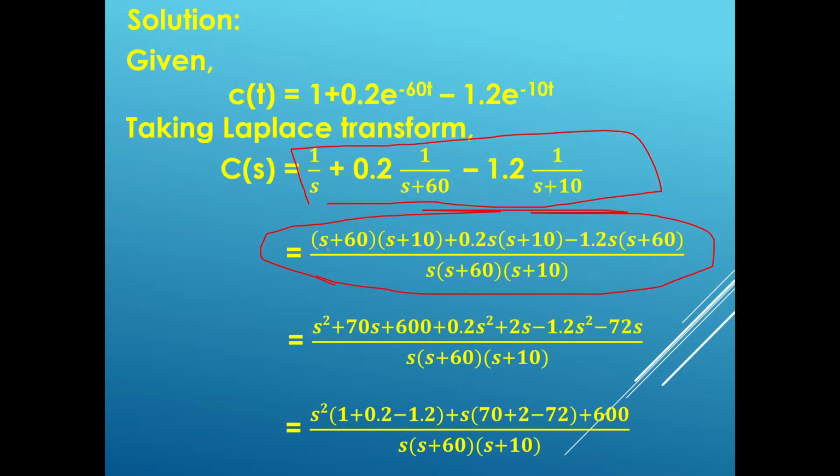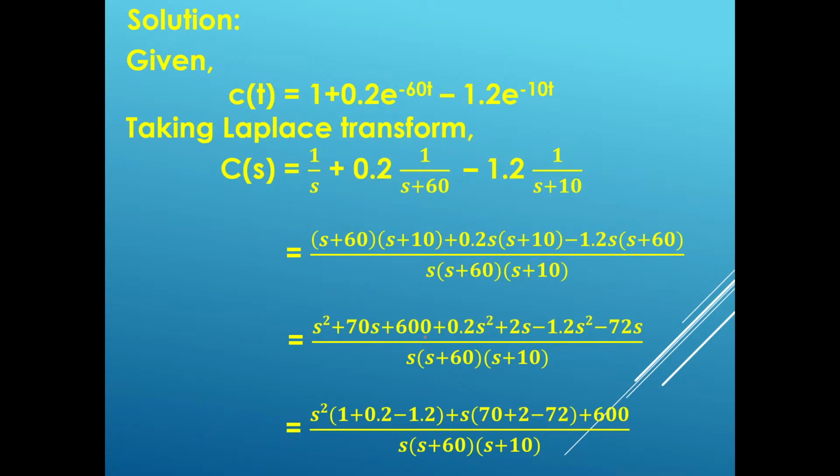After that, you multiply all the terms in the numerator and expand the expression. You will get s square plus 70s plus 600 plus 0.2 s square plus 2s minus 1.2 s square minus 72s, divided by s into s plus 60 into s plus 10.